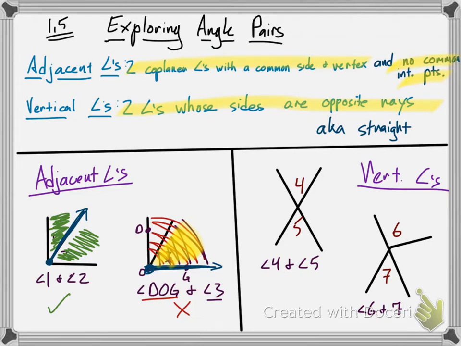So in our first example, under vertical, we're going to look at angles 4 and 5. What we have here, we have two lines that intersect, meaning we have opposite rays. So angle 4 are the sides. Here, angle 5 sides. And those opposite rays form a straight line. So here we have a good example of vertical angles.